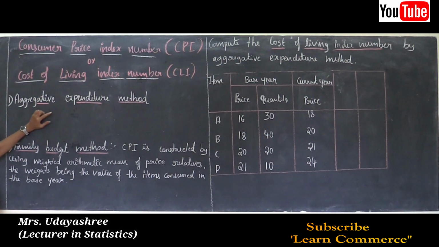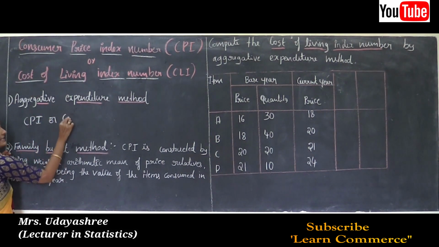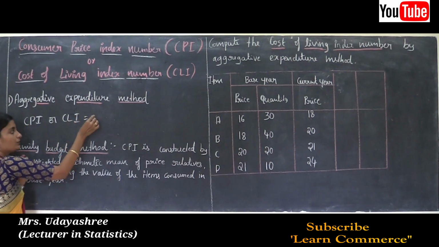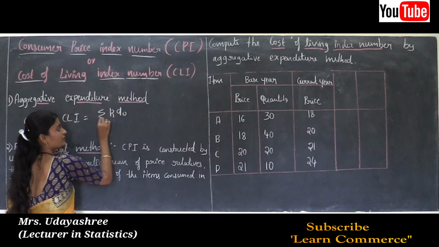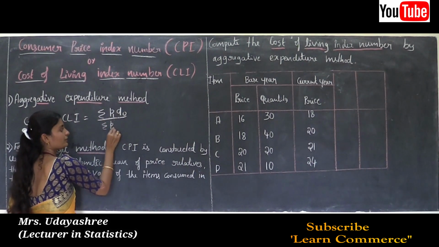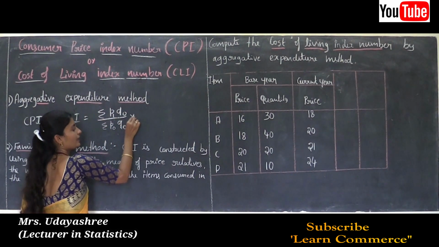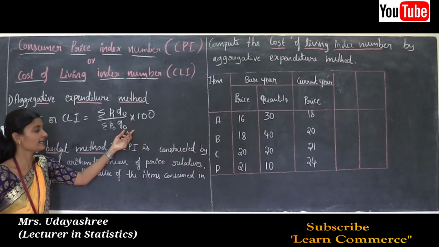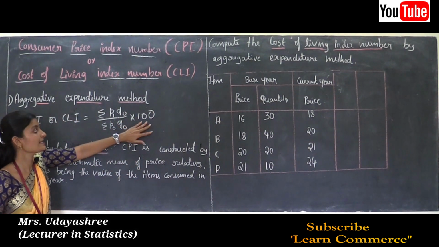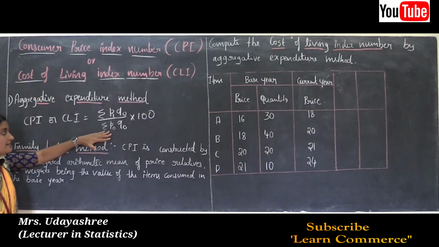To calculate by the aggregative expenditure method, the formula is CPI or CLI is equal to sum of P1 Q0 divided by sum of P0 Q0 into 100. Here the base year quantities are taken as weight. This formula is similar to Laspeyres price index number.